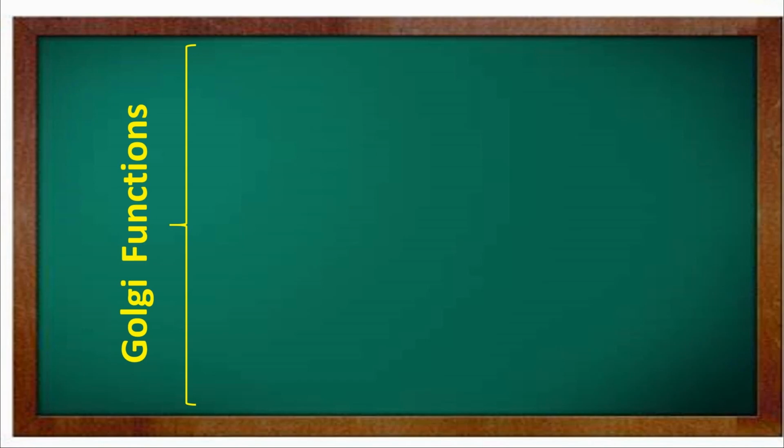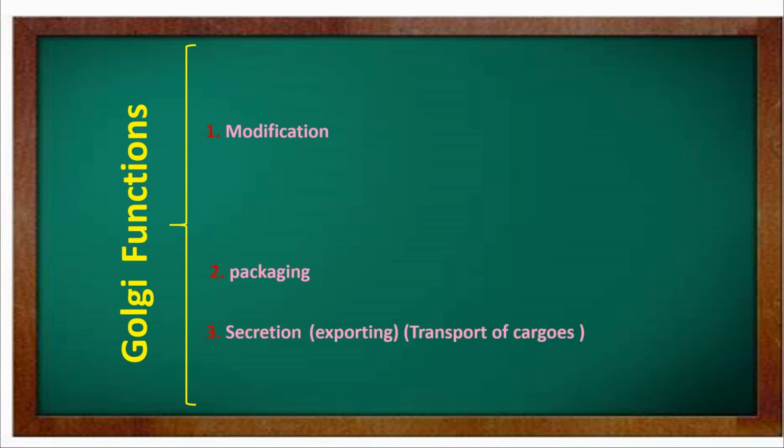Golgi functions. Number 1, modification. Number 2, packaging. Number 3, sequestration or exporting or transport of cargoes. And number 4, organelle producing.